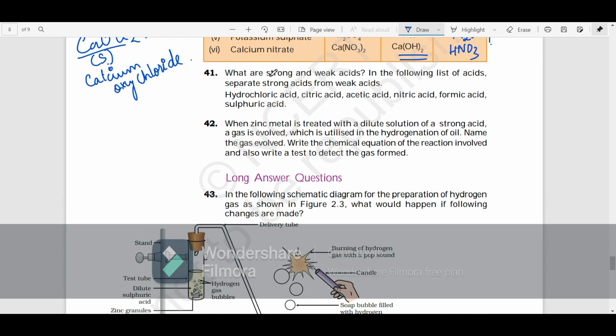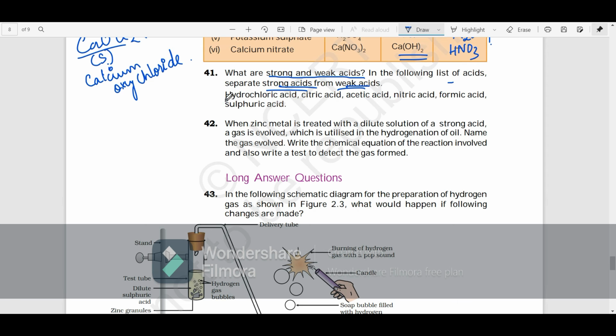Now, what are strong and weak acids in the following list of acids? Separate the strong and the weak acids. So what is basically a strong acid? A strong acid is the acid which immediately dissociates and gives the respective ions. They will completely ionize. First of all, they should completely produce the H plus ions and the other ion it contains, while a weak acid will not completely dissociate or get ionized.